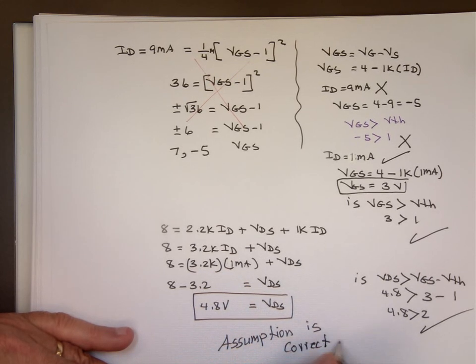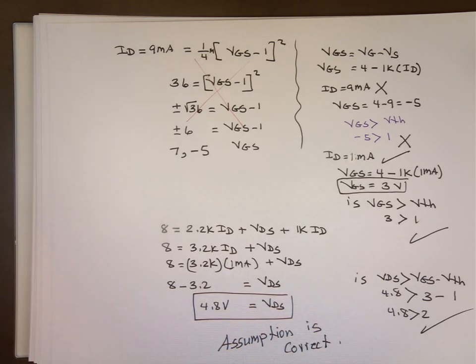So my assumption is correct. So my numbers are good. This is my VDS, that's my VGS, and this is my I sub D.